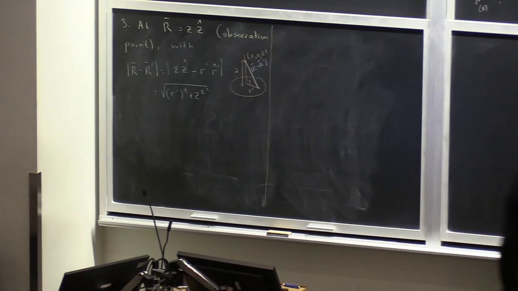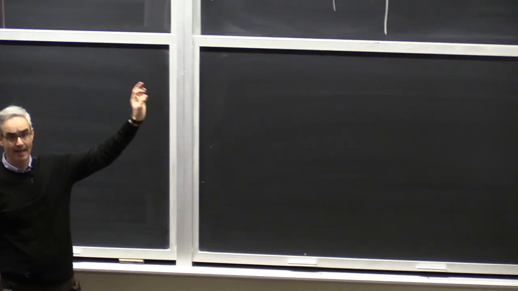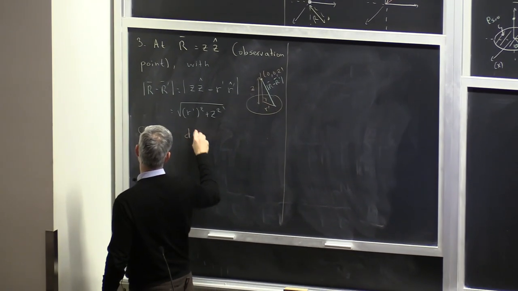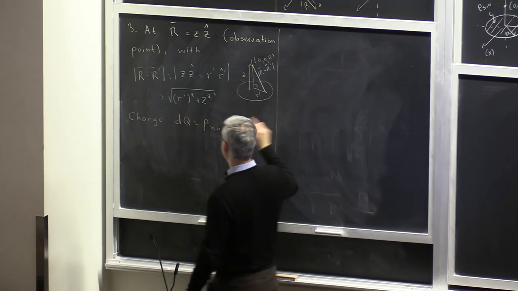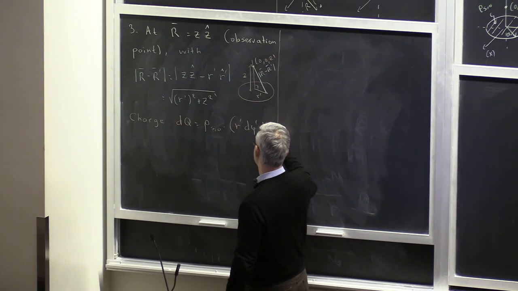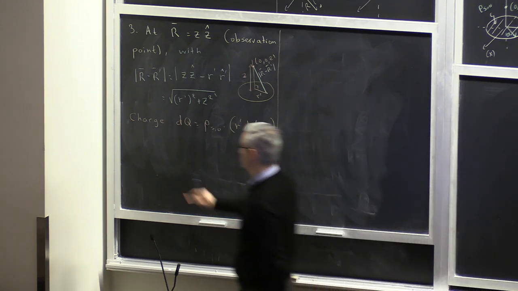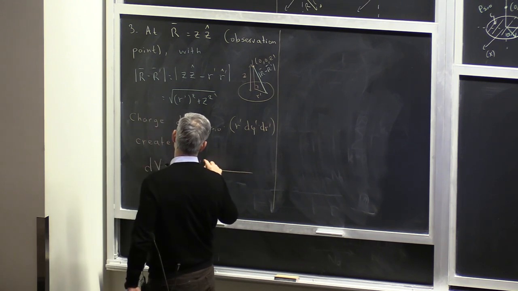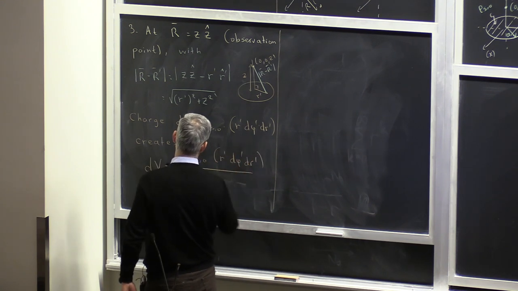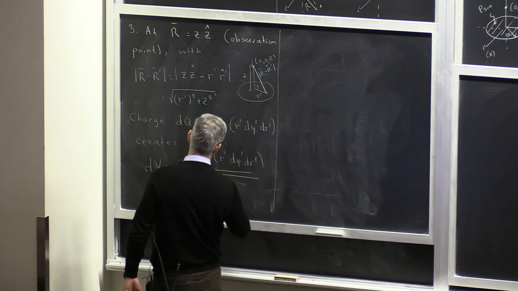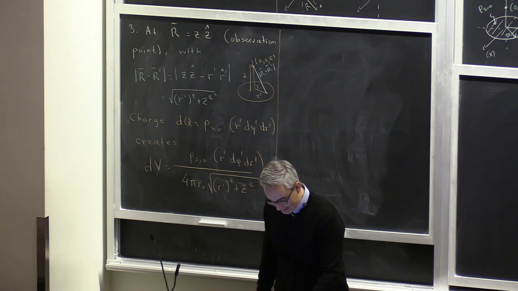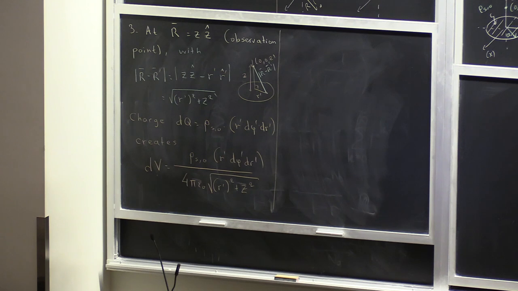I have the dq. The dq is charge density times this ds that I have found. And I have the distance. So dq is the charge density times my elementary surface area. Okay, so this is the potential that is created at the observation point. Any questions up to this point?